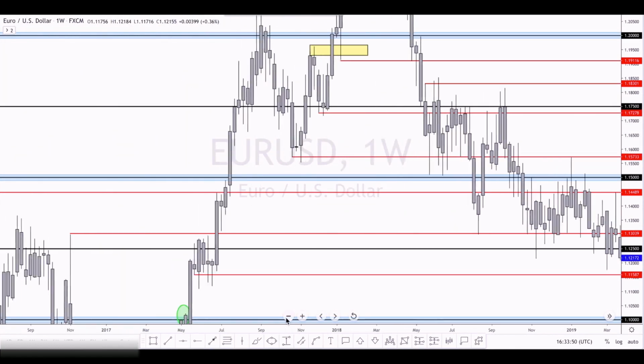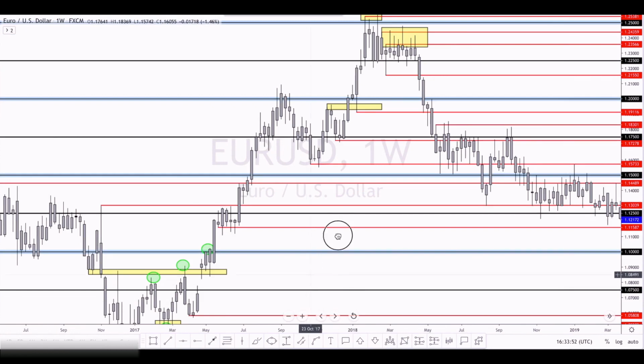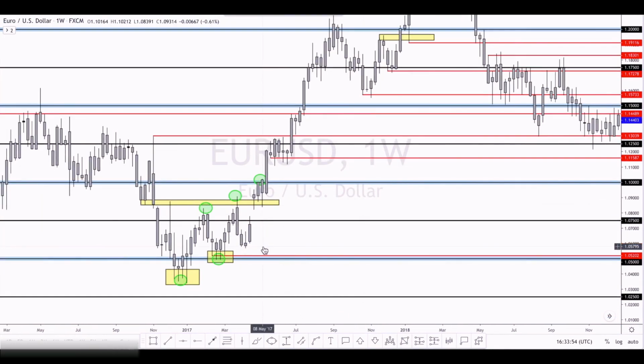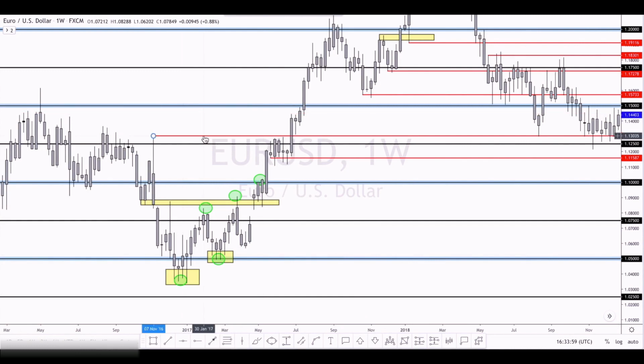Let me just tidy this back up again. So let's take off our bearish, let's take off our bullish lines for a second, so we get more tidy.